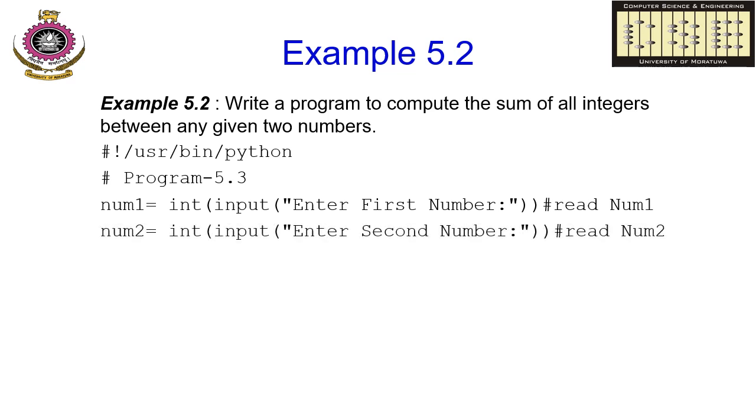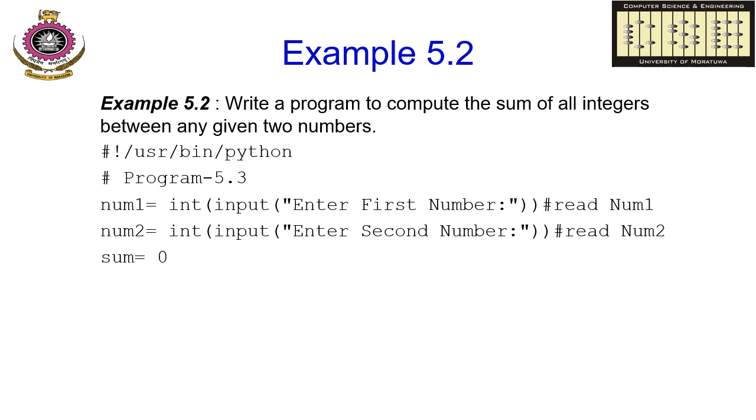Read carefully that in this example we are expected to get the sum of all integers between any given two numbers. So that means we are not to include any of those numbers. So the first number and the second number should not be included. They should be excluded. So we have to write the program in such a way.